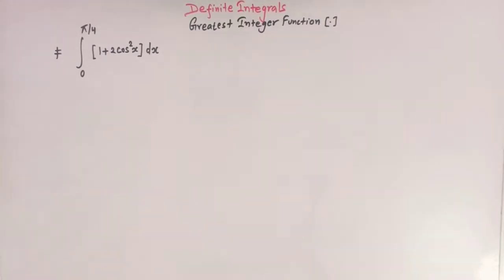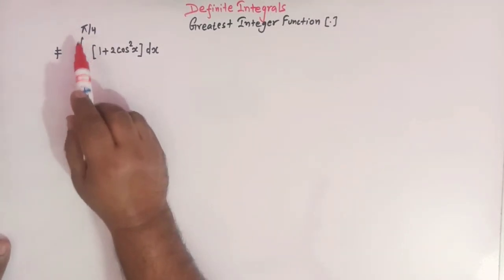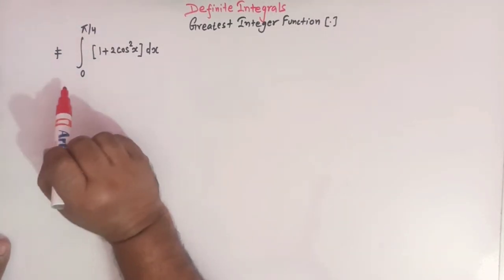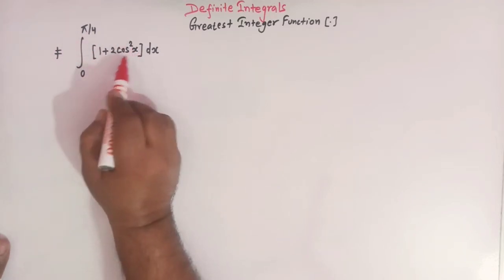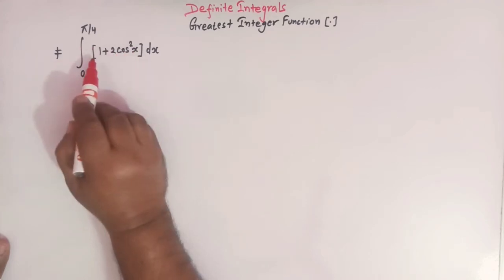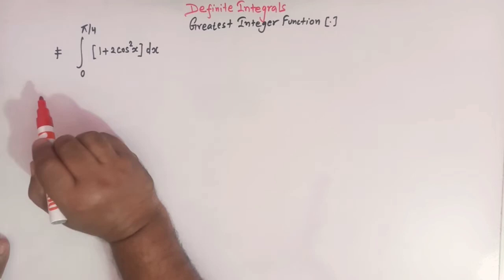Hello viewers, in today's class we are going to discuss yet another important and conceptual problem from definite integrals involving the greatest integer function. Today we'll have an important problem. We have to find the value of this integral from 0 to pi by 4 of the greatest integer of 1 plus 2 times cosine square x.